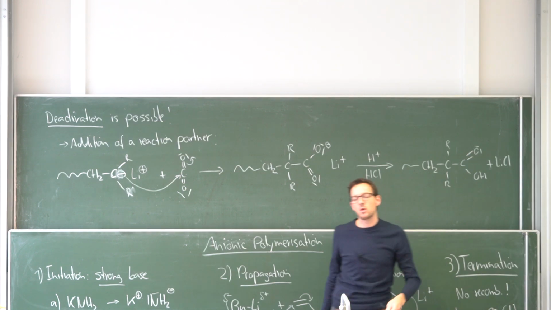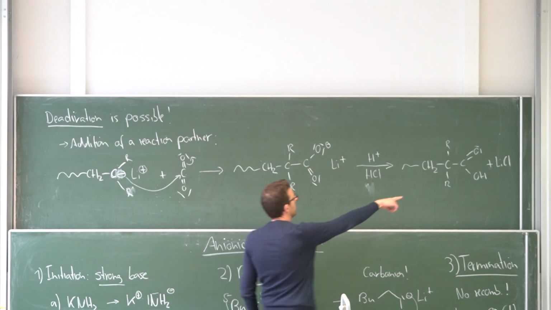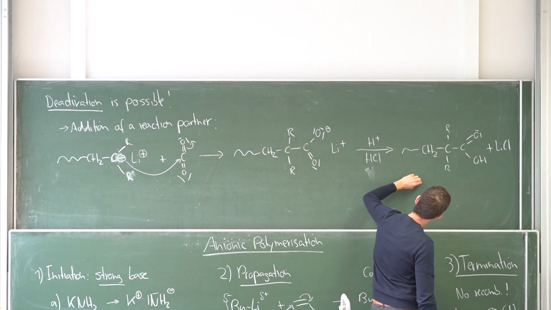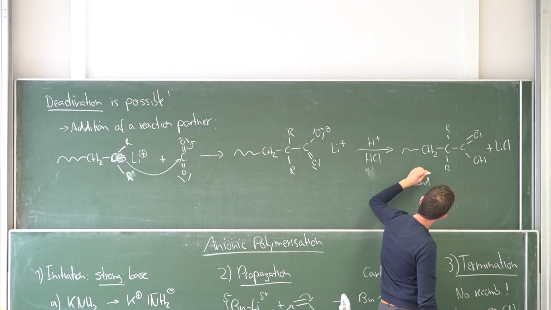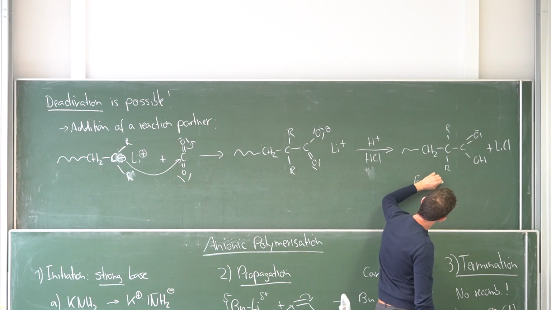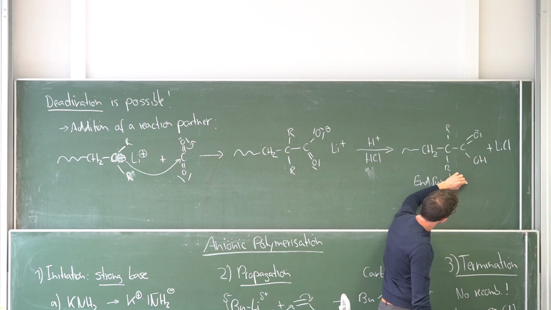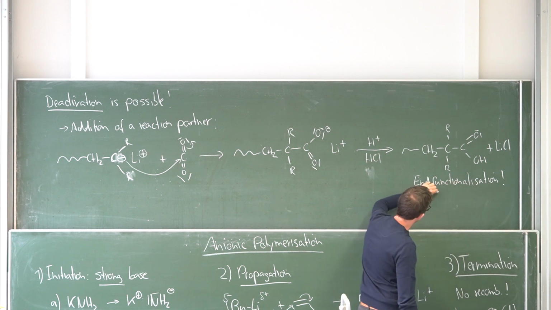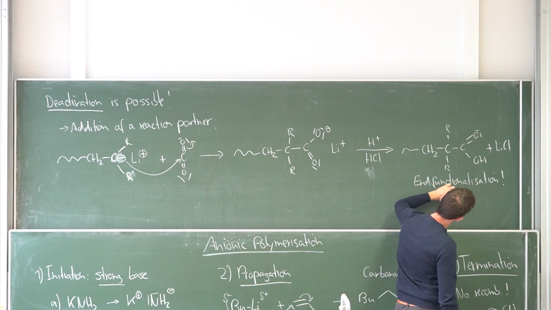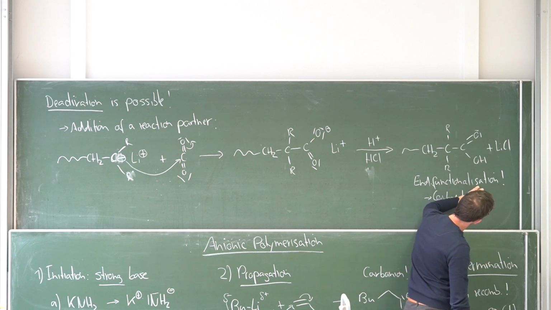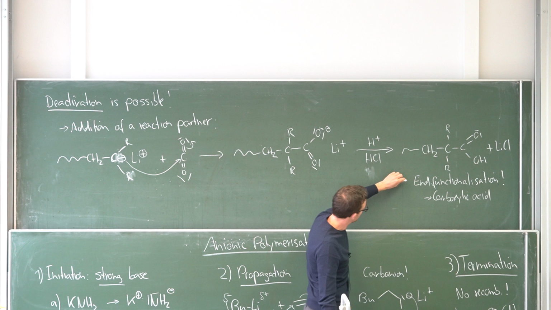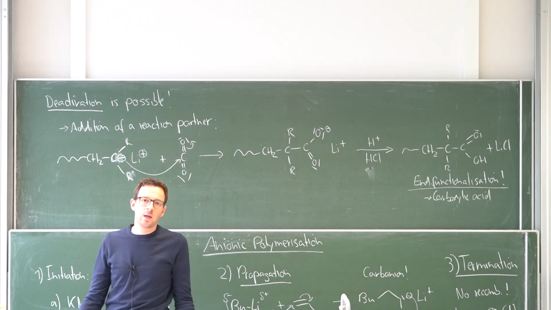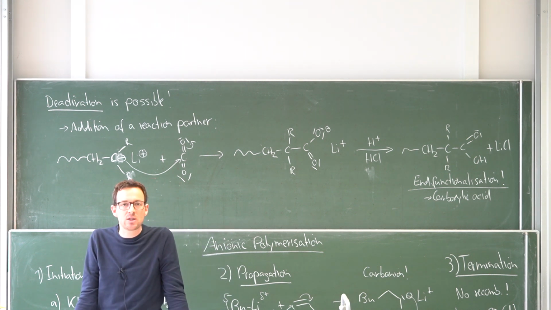We will form the lithium salt of whatever the anion of the acid is, and the proton will go into the carboxylic acid, and now we created a polymer that has an end functionality, in this case a carboxylic acid. That really shouldn't be underestimated, this possibility to purposefully introduce reactive functional moieties at the end of the polymer chain.